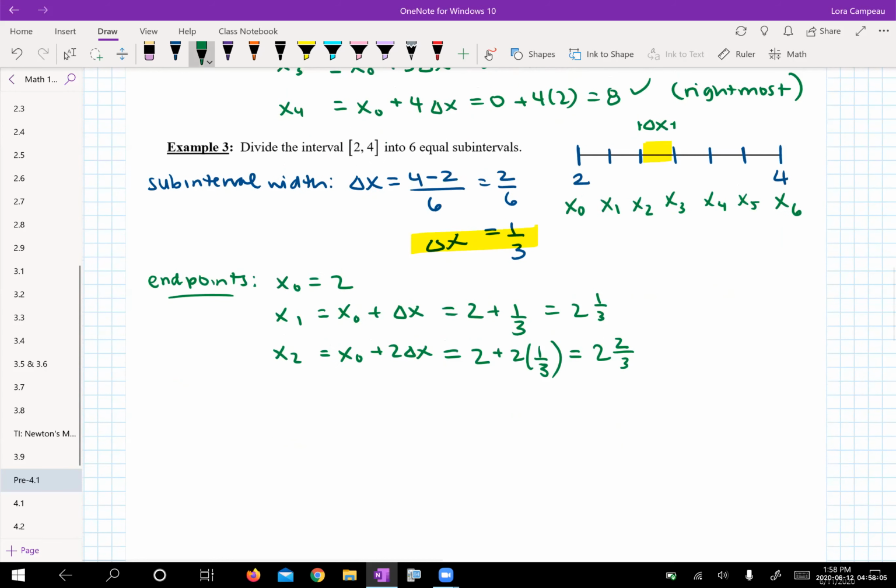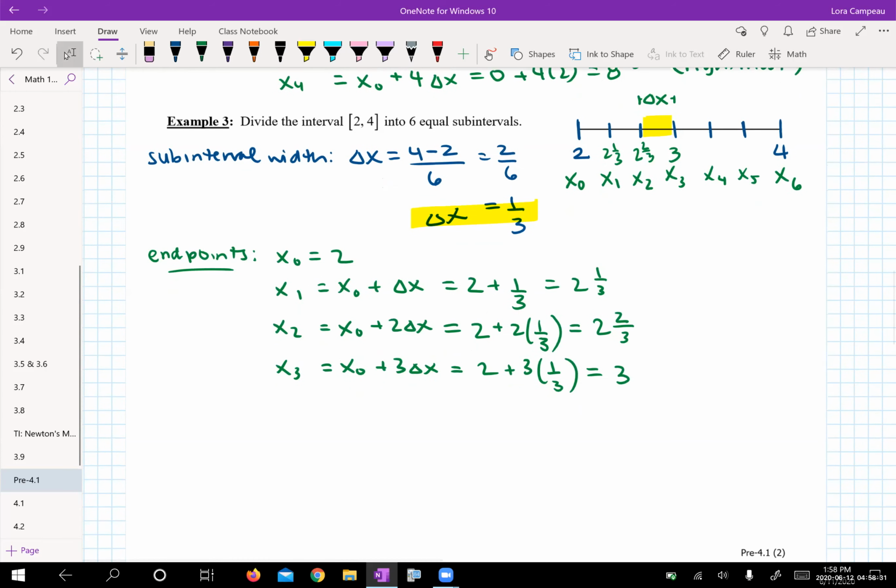Let's keep going. x3, x of 3. So we start off with the left endpoint. We add 3 delta x's on. That's 2 plus 3 times 1/3. 3 times 1/3 is 1, so we should get a 3. And if you're interested, you could attach numbers if that's something that you're interested to see. And you could have probably done this before we set up all these formulas. I just want you to see the connection.